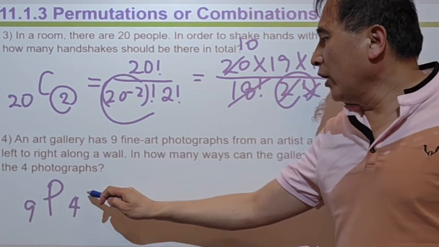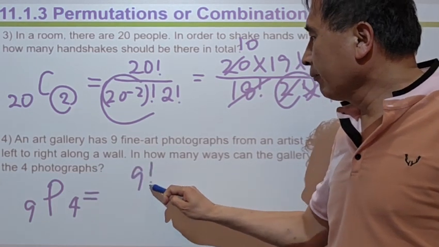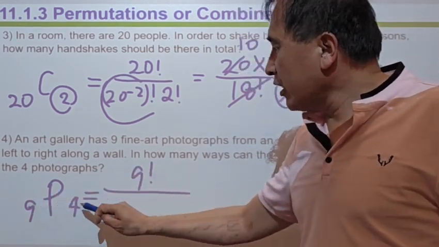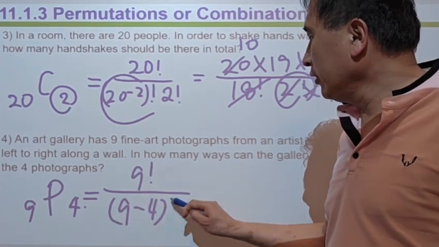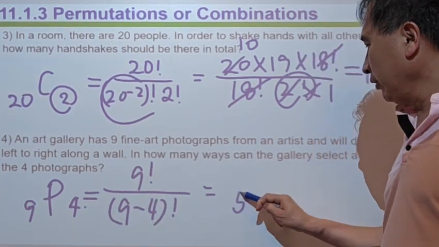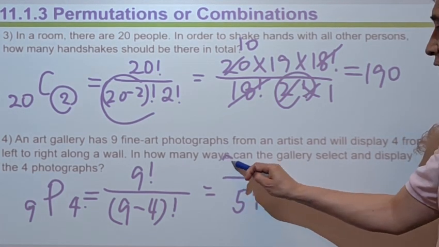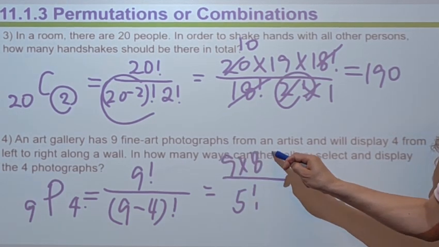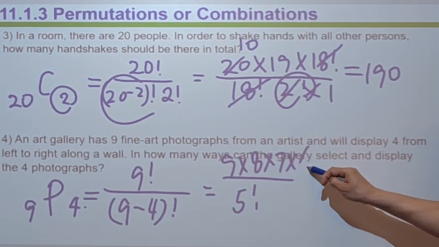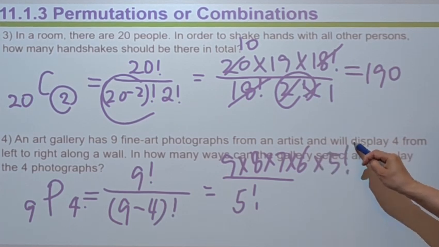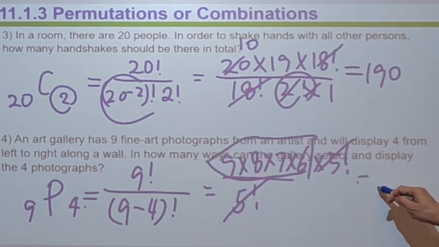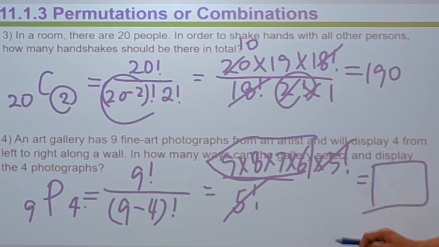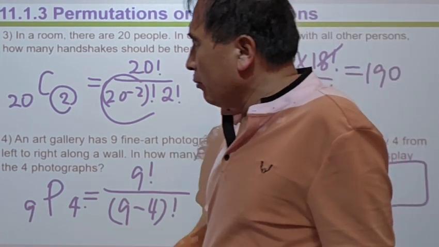And now here, what? 9 factorial and 9 minus 4 factorial. That's a permutation, right? So this is 5 factorial down here, right? And then it's 9, 8, 7, 6, and 5 factorial. So you calculate. This is a kind of big number, but you can use a calculator to calculate. That's the answer. Okay? So let's do one more time.